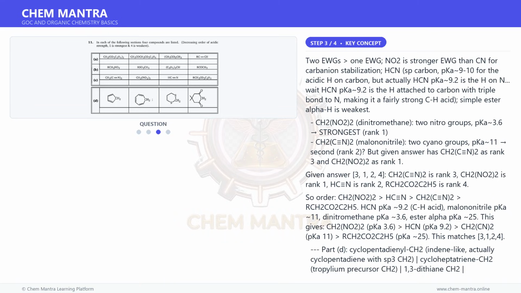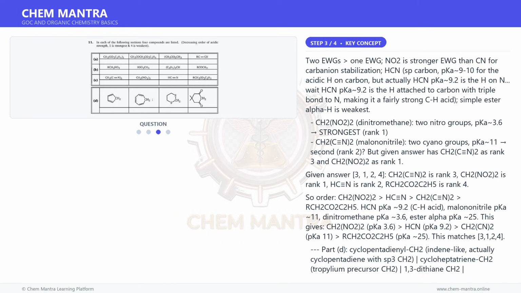HCN has an sp carbon, pKa about 9 to 10 for the acidic H. Wait, HCN pKa of 9.2 is for the H attached to the carbon triple-bonded to N, making it a fairly strong CH acid. A simple ester alpha-H is weakest. CH2(NO2)2, dinitromethane, two nitro groups, pKa about 3.6, strongest, rank 1. CH2(CN)2, malononitrile, two cyano groups, pKa about 11, second, rank 2.